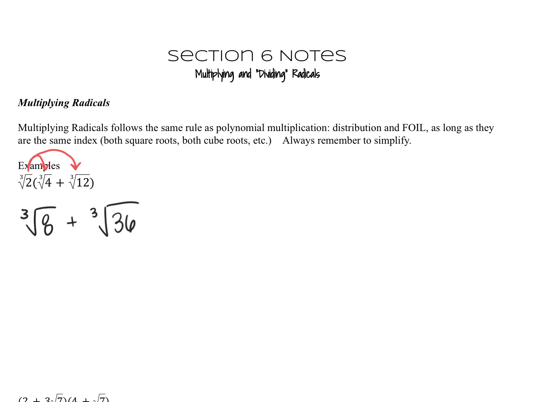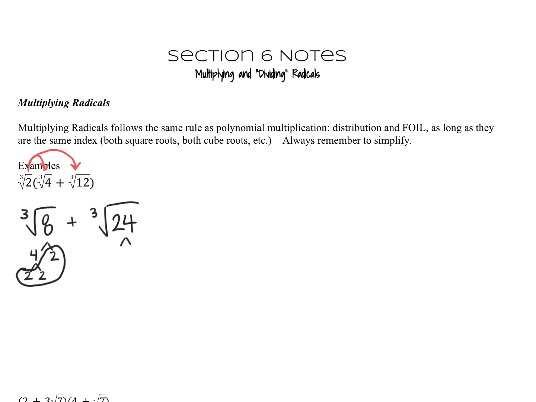Now I have to simplify those cube roots. So 8 I can break down as 4 times 2, and 4 breaks down as 2 and 2. And because this is a cube root, you're looking for 3 of the same number. So I have 3 2's. This should say 48, not 36. 24, 12 times 2 is 24.